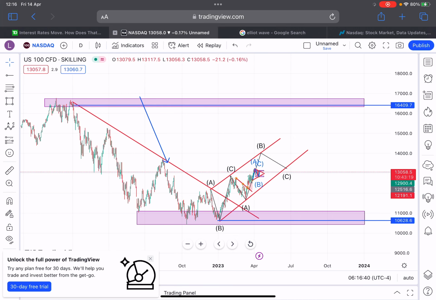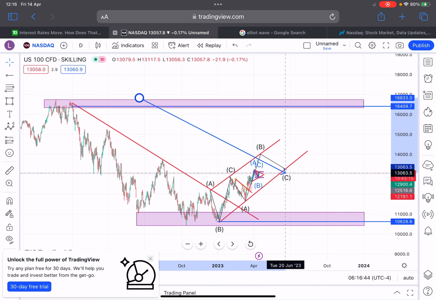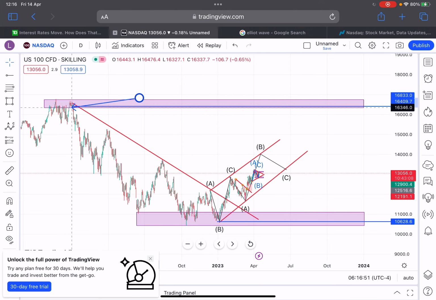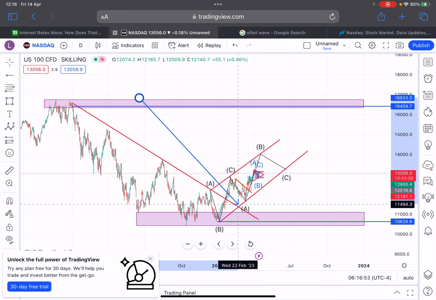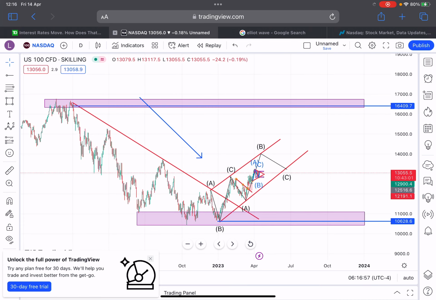If it breaks this, touch one, touch two, and then it breaks here with the touch three that has a confirmation, then I will enter with the sell. But for now, this is what I have. I have my touch one, my touch two, and then my touch three right here. But let me zoom in so that you will see.